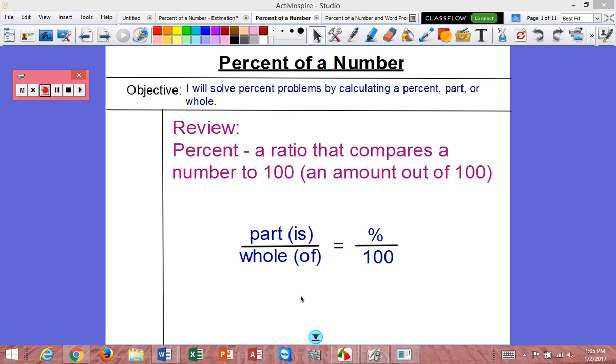So what we're going to do is take the part and put it over the whole, and we're going to set that equal to the percent over 100. Keep in mind, in these very simple statements, when you see "is," that number represents the part. When you see "of," that number represents the whole.